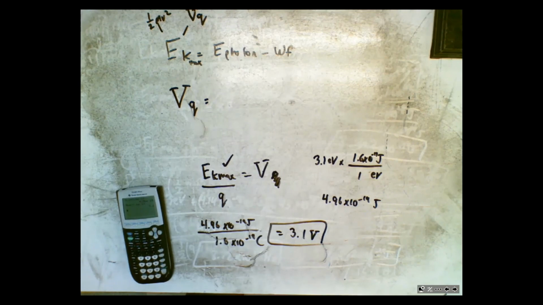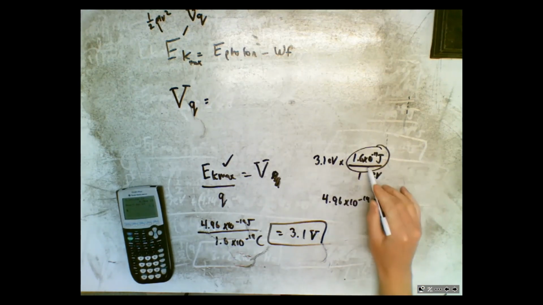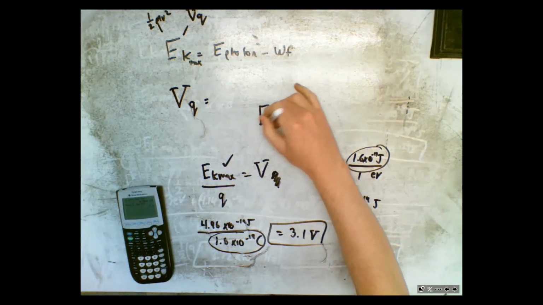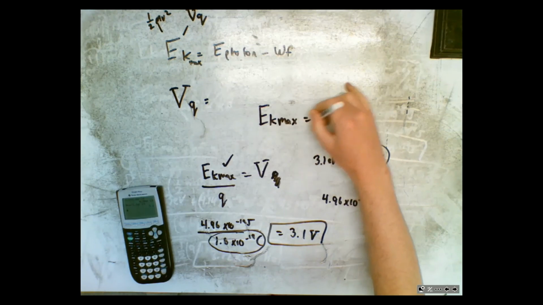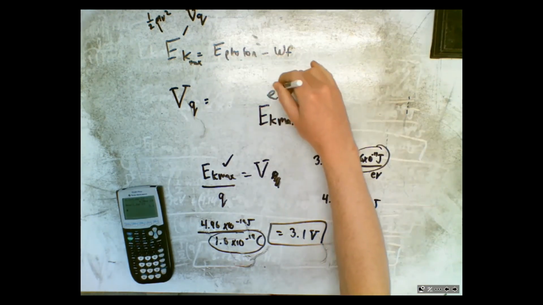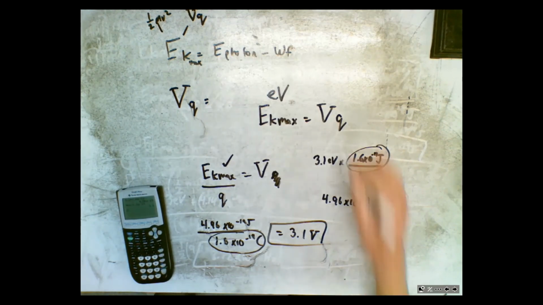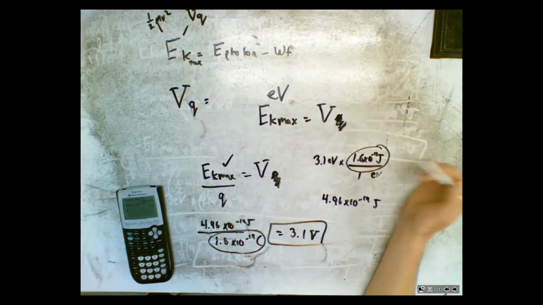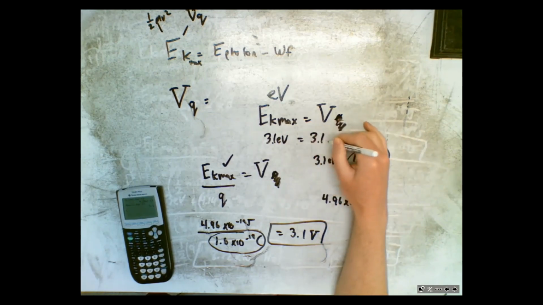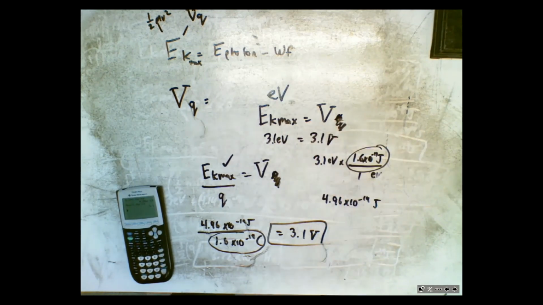Okay, that seems like a waste of time, because what I'm doing is I'm taking that 3.1 and I'm multiplying it by 1.6 times 10 to the negative 19, and then I divide it by 1.6 times 10 to the negative 19, and I get 3.1. So what you can do in order to not be doing useless steps is, if your EK max is in electron volts, you can just get rid of this Q. If we have 3.1 electron volts of energy, then it's going to take 3.1 volts to stop it. You can just get rid of that Q.